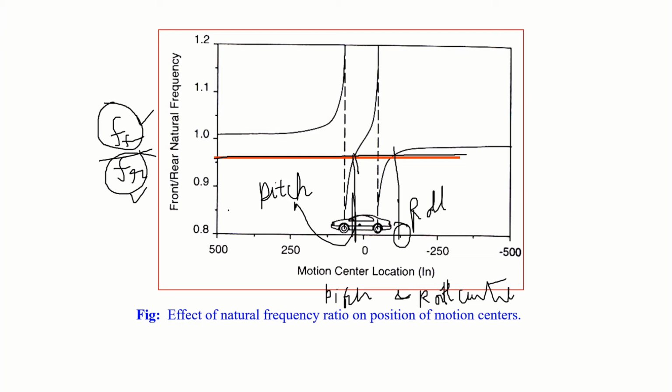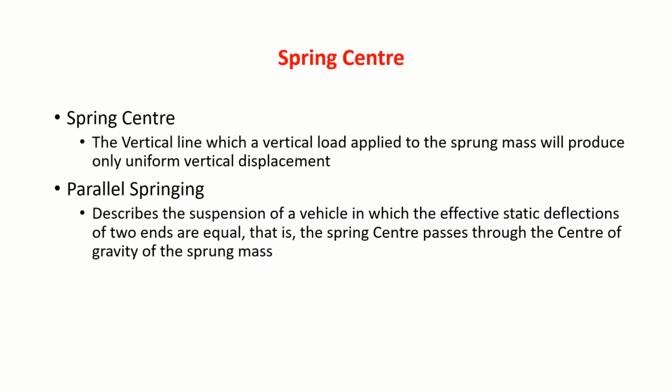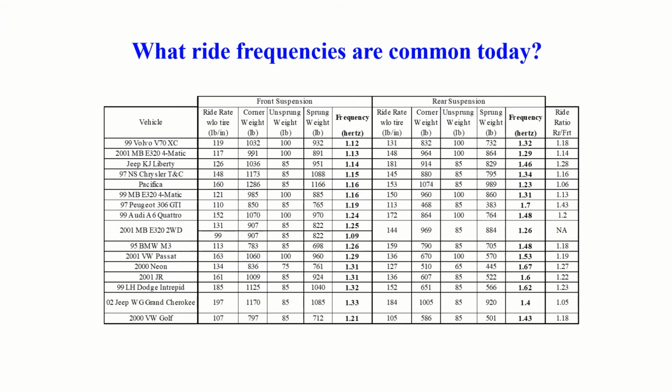So if you look at any one of the vehicles, this is the frequency in the front and this is the frequency in the rear. The ratio is here, front by rear, and it should be less than 1. So everywhere it is like this.